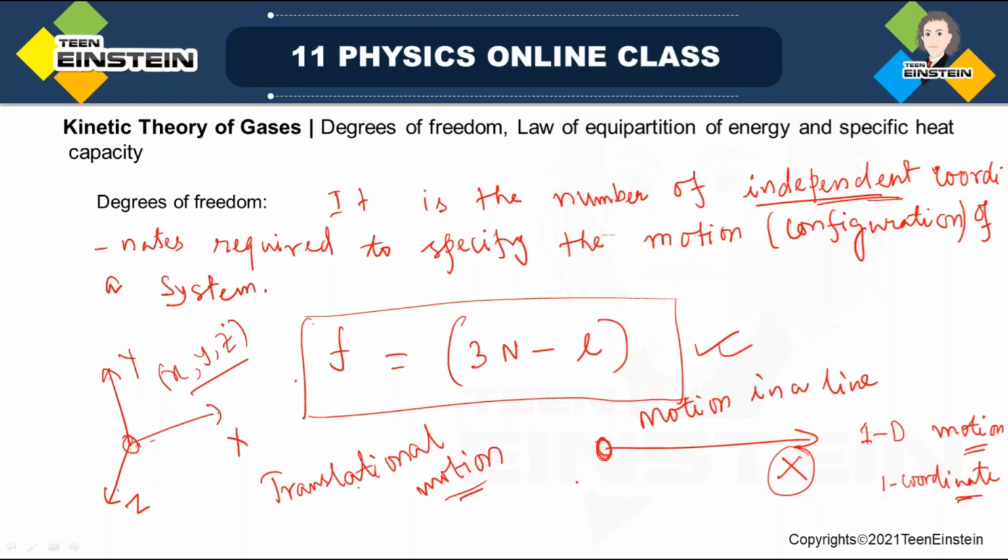What else do you know about motion? Motion can be rotation also, right? Motion can be vibration. So there could be rotational motion, there could be vibrational motion. All these motions are possible. So in kinetic theory of gases, we are learning degrees of freedom. That means the number of independent coordinates required to specify the motion of a particular gas molecule or atom. Okay, so that is degrees of freedom. Now come to this part. Okay, before I clean this, let me tell you a few more things.